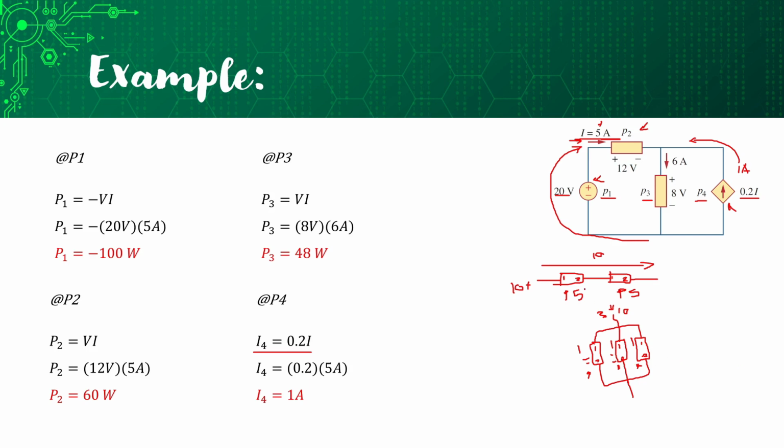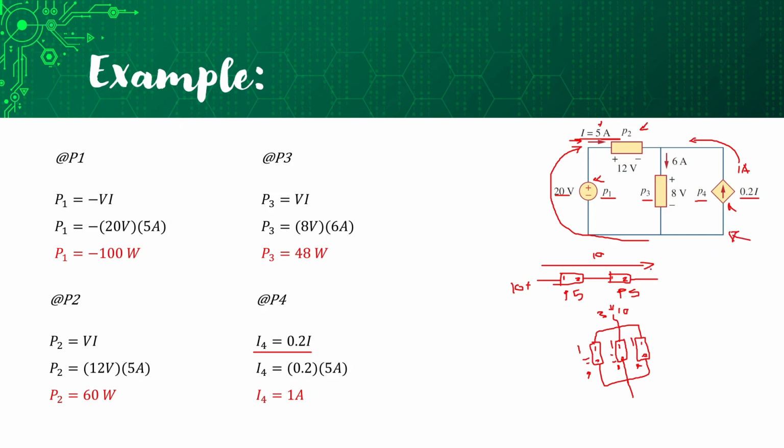To remember: in a series connection, the current is the same and the voltage is divided. In a parallel connection, the voltage is the same and the current is divided. So remember that. How are we going to apply this in this problem?